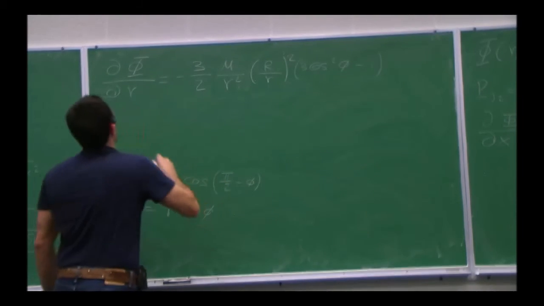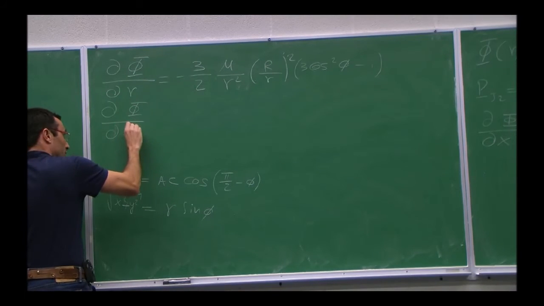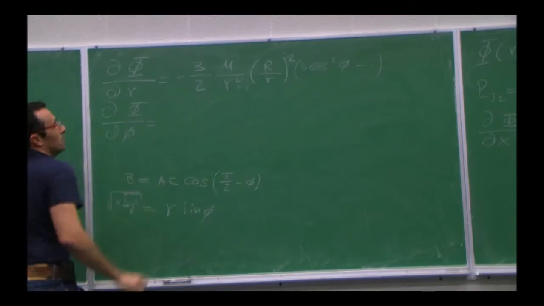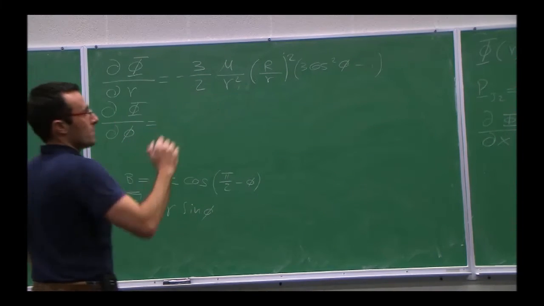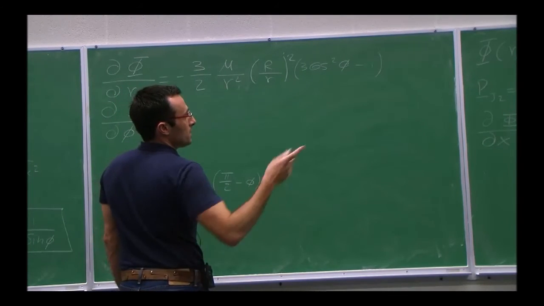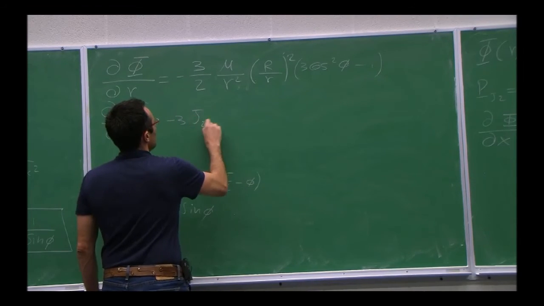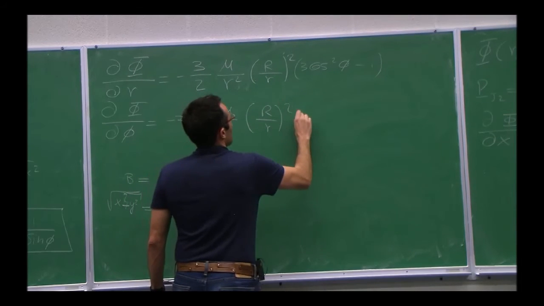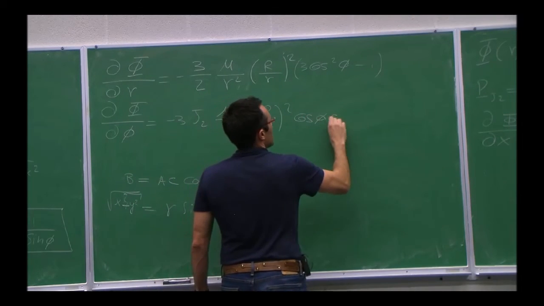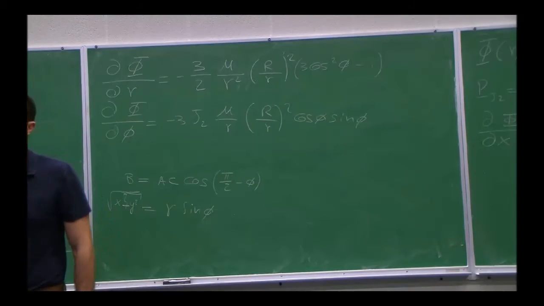Okay. And then partial of phi with respect to little phi. Now, everything else is constant except phi. So that gives me, the 2 will go away, that will give me a minus 3 J2 mu over r, big R over little r squared. I have a cosine of phi and a sine of phi. The minus is coming from the derivative of cosine, which is minus sine. You see that?